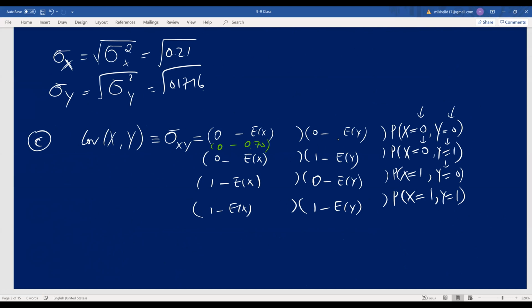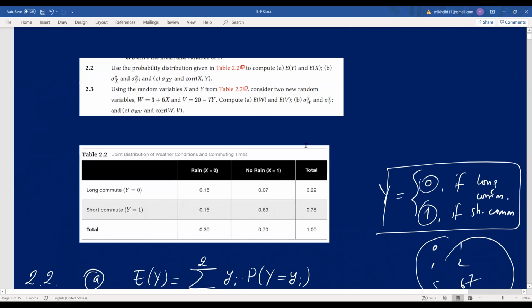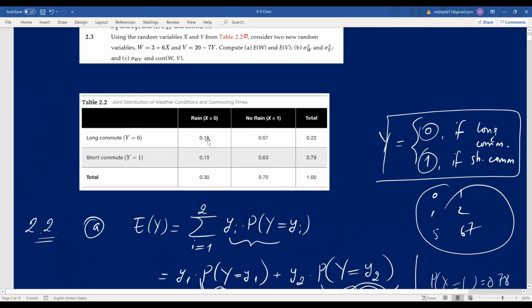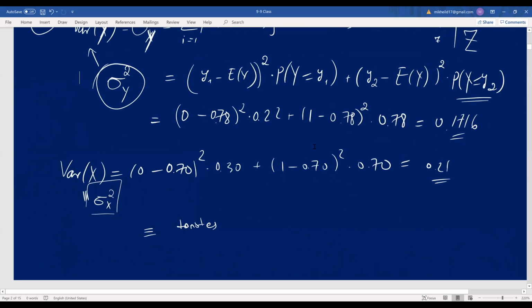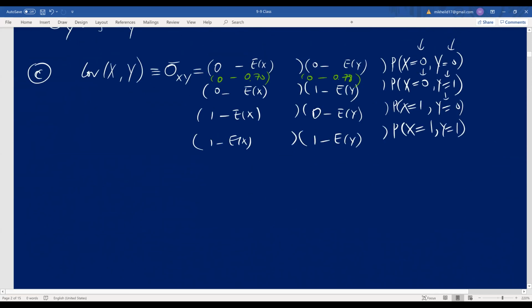0.70 times 0 minus expectation of Y, which is 0.78. And then what's the probability that X equals 0 and Y equals 0? That you will be taking from the table, which is 0.15, right? So analogously, you will do these things as well.